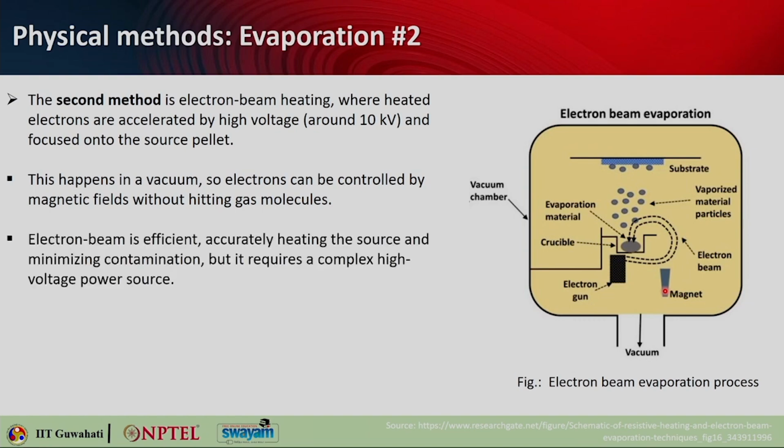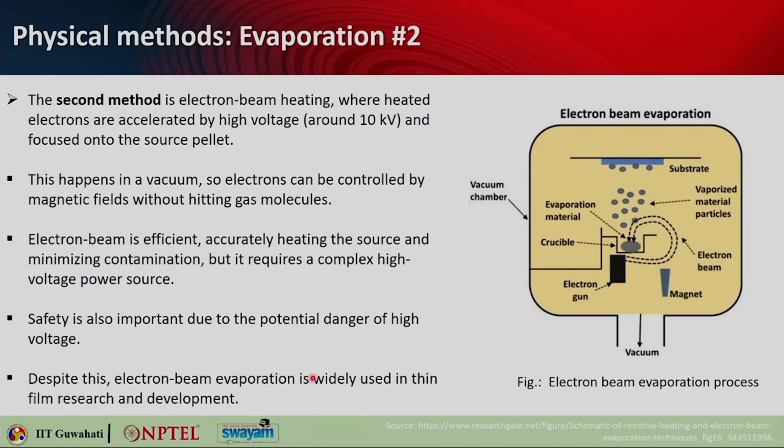This method of electron beam evaporation is pretty efficient, and accurate heating of the source can be obtained so that it minimizes contamination. Therefore it is a good process for developing high quality thin films. The only problem is that it requires a complex high voltage power source, and safety also becomes important because you are dealing with very high voltage. Despite this, electron beam evaporation is widely used in thin film research and development, because you get a very high quality film.